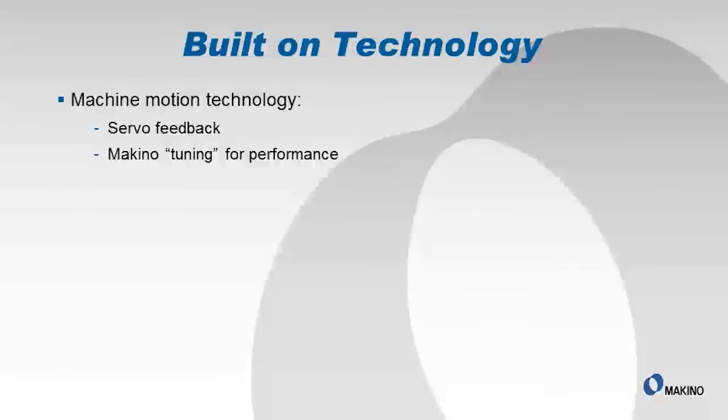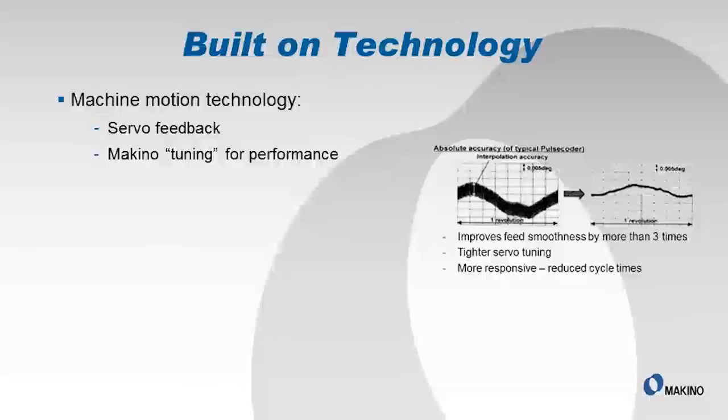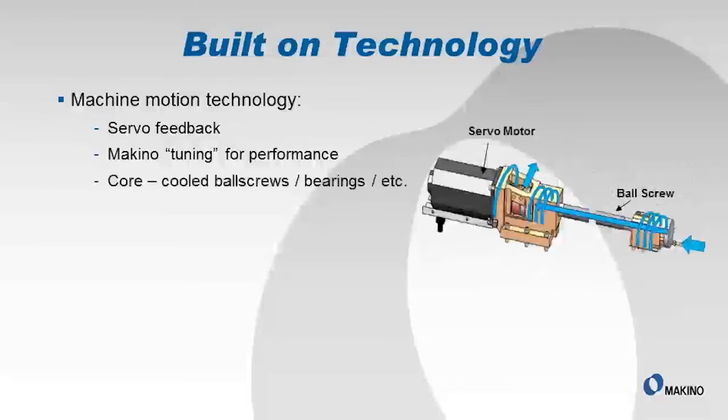Let's take a look at machine motion as well. Talk about servo feedback. Makino has always tuned for performance, but today, with the next generation servo motors, there's much tighter control, much more responsive and tighter servo tuning. You can see the noise on the one slide versus the noise that is generated in today's technology. So that allows us to tune and improves feed and smoothness by 3 times what we've had in past generations of motors. Let's talk about core cooling and ball screws and bearings.